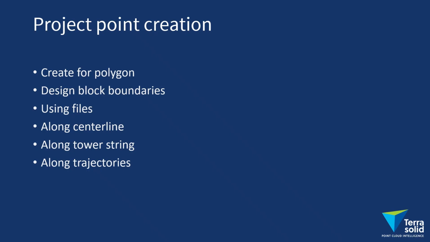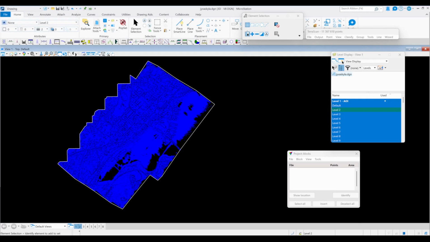In today's video, I'll cover how to create blocks for polygon, by shape, using files, along centerline, along tower string, and along trajectories. I'll also share some useful tips, such as how to merge blocks or edit the block label styles. Okay, let's start. The first method is creating blocks by polygon.